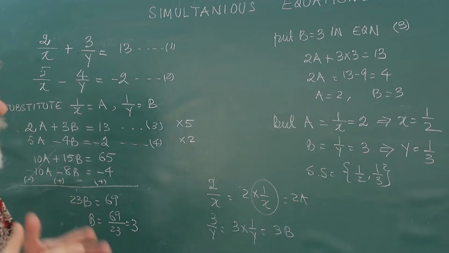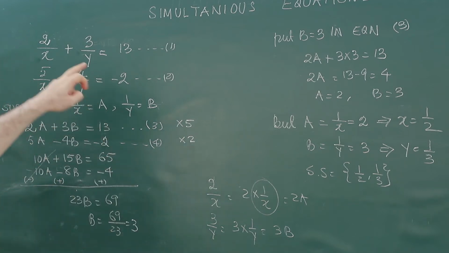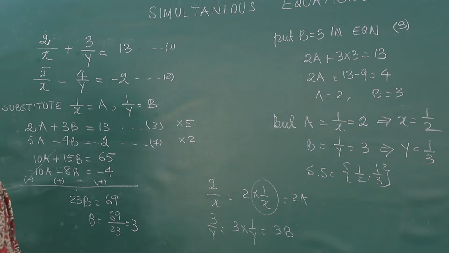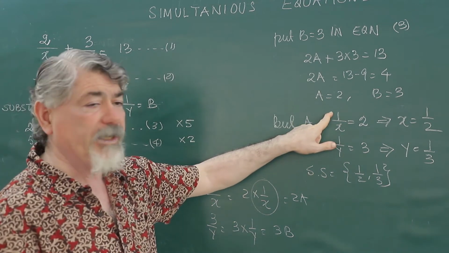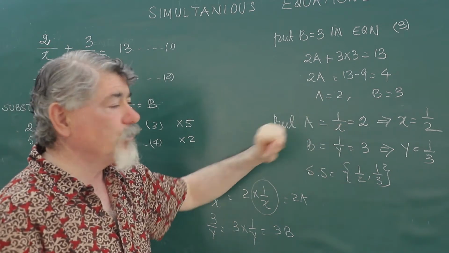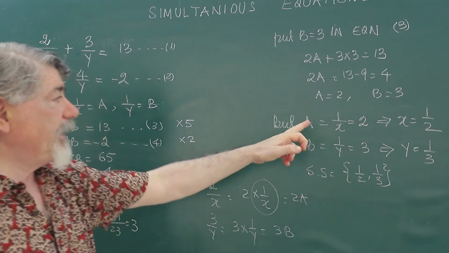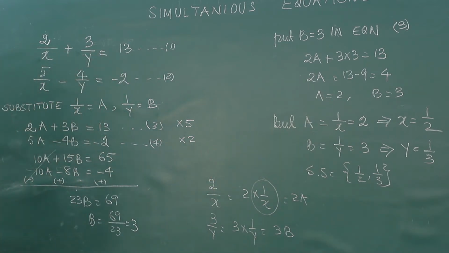But we don't have to find the value of a and b. I have to find the value of x and y. We had assumed a to be 1 upon x. We had said a is equal to 1 upon x. So a is equal to 1 upon x is equal to 2 will imply x is equal to 1 upon 2. You just reverse the ratios. 1 upon x will become x and 2 will become 1 upon 2.